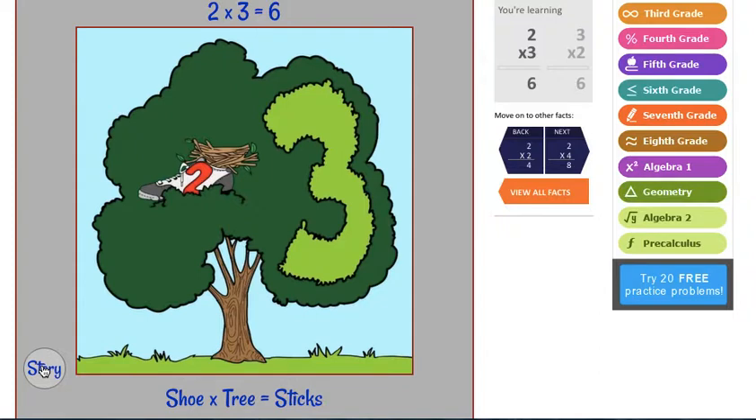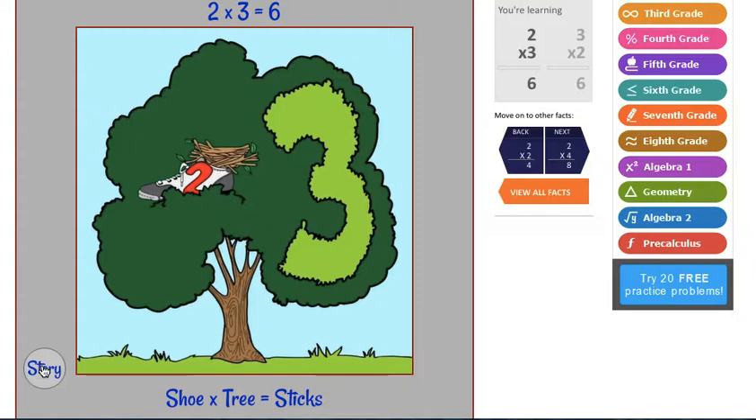This picture and story will help you remember 2 times 3 equals 6. The picture contains a shoe for 2 and a tree for 3, and sticks for the answer 6. When you see the problem 2 times 3, you will think shoe times tree and instantly remember the shoe in the tree filled with sticks. This reminds you of the answer 6.